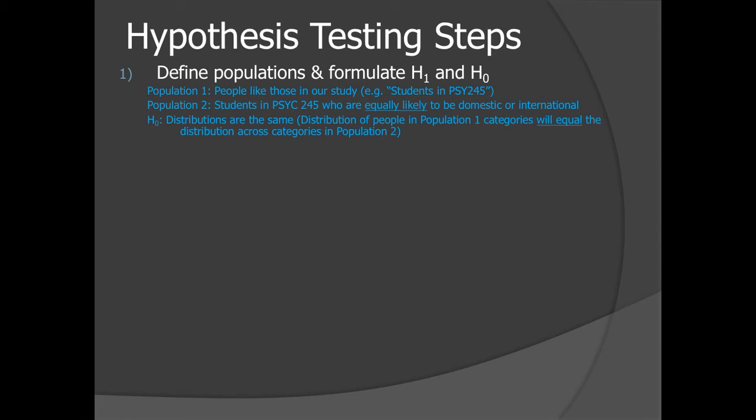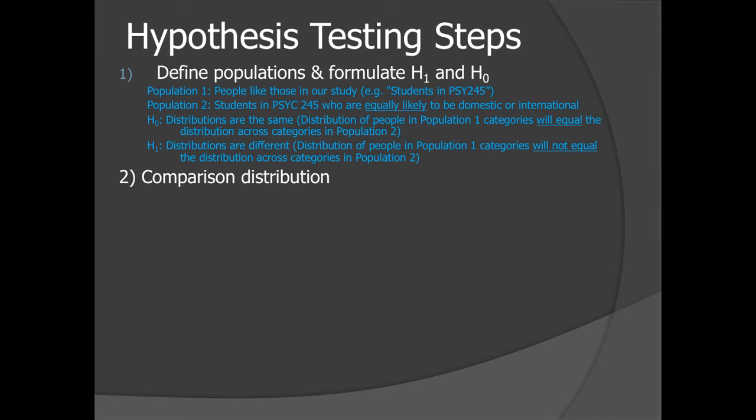Our null hypothesis is that the distributions are the same, meaning that the distribution of people in population 1 categories will equal the distribution across categories in population 2. And our research hypothesis was that the distributions are different, so that the distribution of people in population 1 categories will not equal the distribution across categories in population 2.